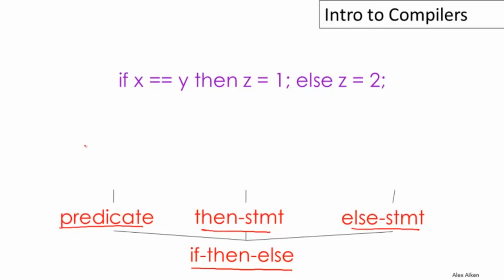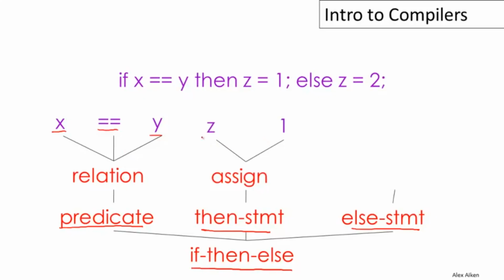And now let's look at the predicate, which consists of three pieces. There's a variable, a comparison operator, and another variable. And together those form a relation. So a comparison between two things is one of the things you can have as a valid predicate. Similarly, the then statement consists of an assignment where z gets 1, and the else statement also has the form of an assignment, z gets 2. And altogether, this is a parse tree of the if-then-else, showing its structure, breaking it up into its constituent pieces.